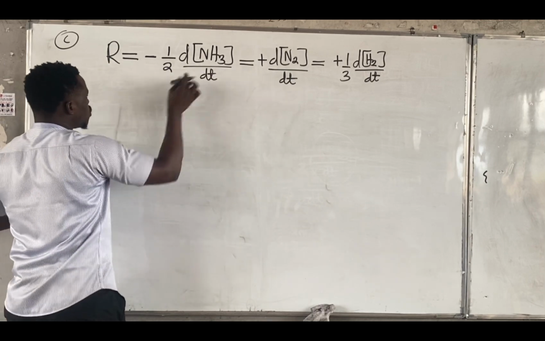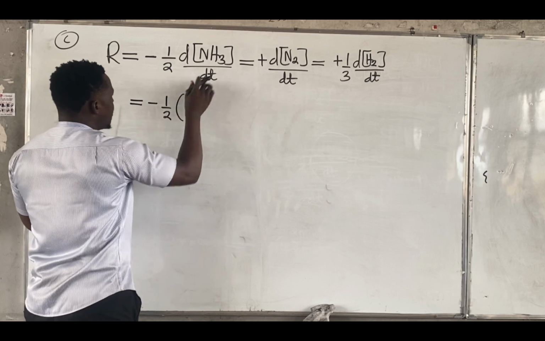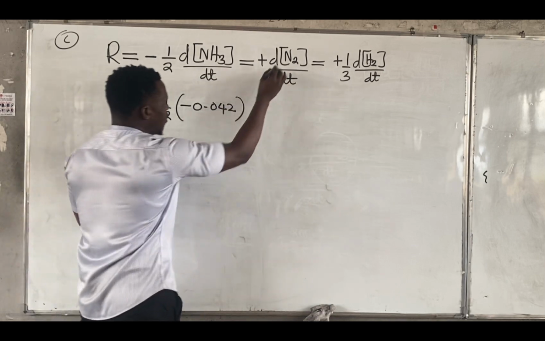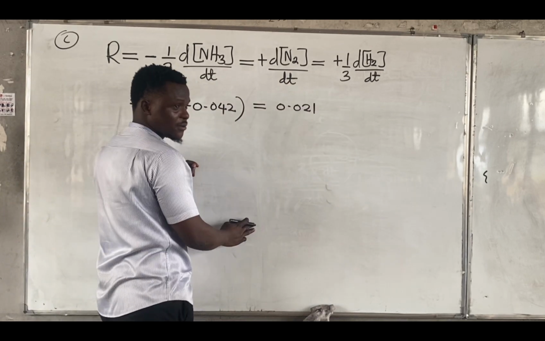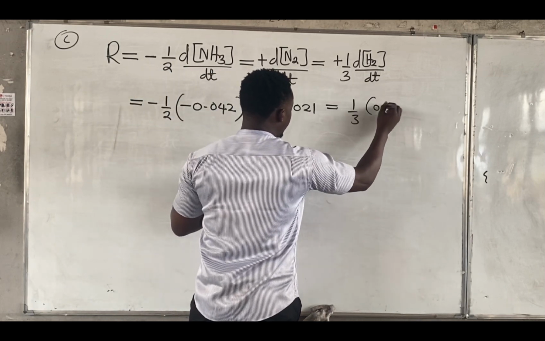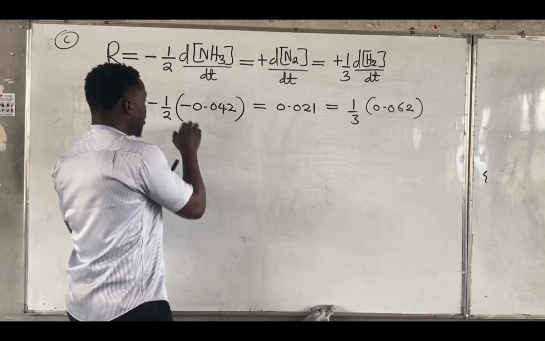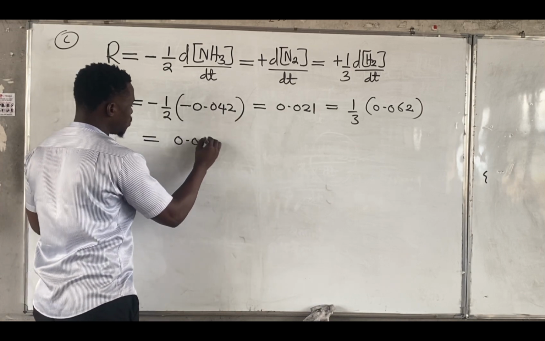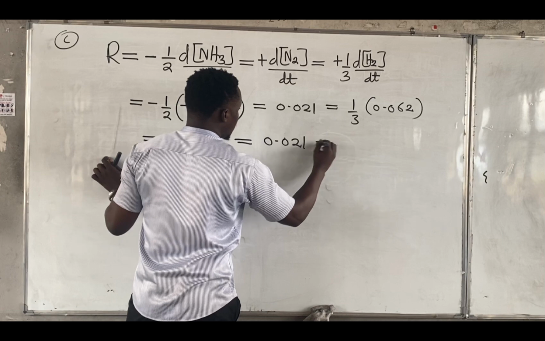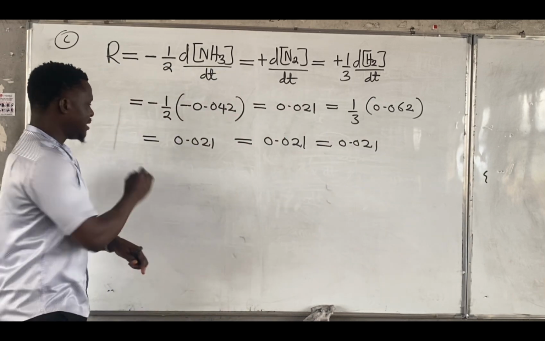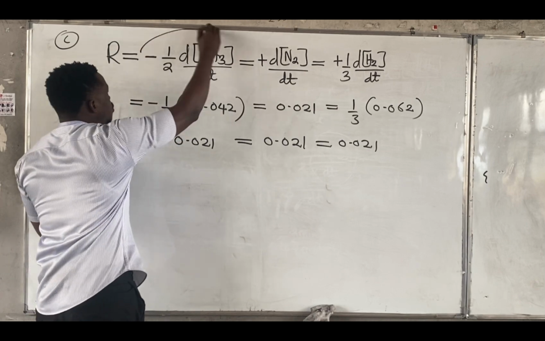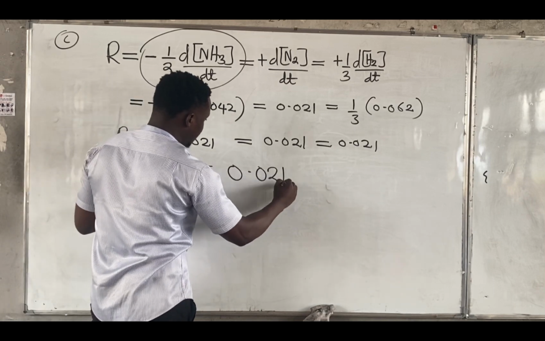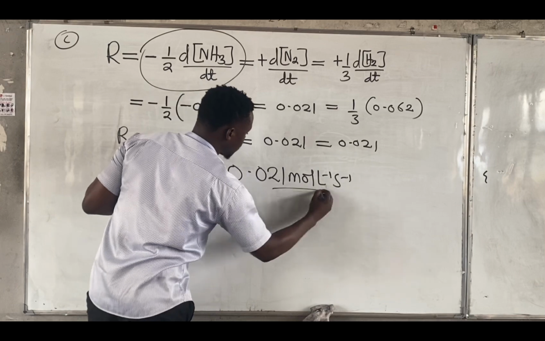Positive. So here, I'm just going to choose one. This is equals to minus 1/2. Remember, that of ammonia gave us minus 0.042. Is it not so? From our calculation. Now, that of nitrogen gave us 0.021, right? And that of hydrogen gave us 0.062. You notice that if you evaluate everything here, it's going to give you the same answer. Minus minus is plus, 2 divided by this, so this is 0.021. So you don't need all of this in exams. In exams, just choose one of these, insert the value and do what? Solve. So the overall rate of this reaction is 0.021 mole per liter per second.